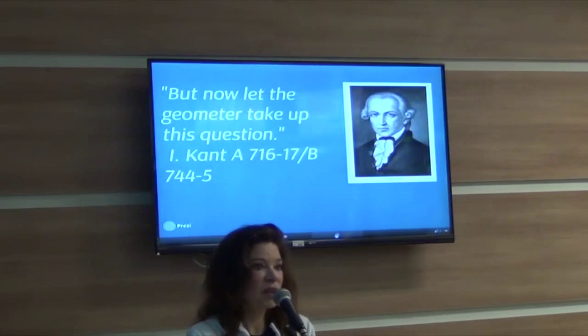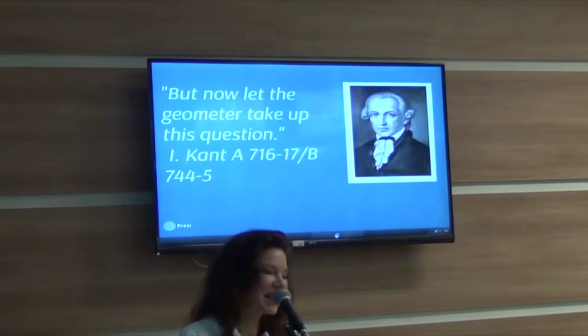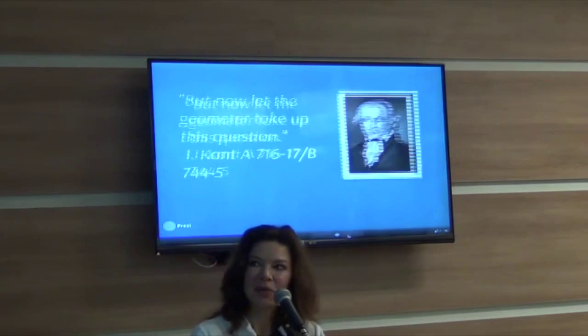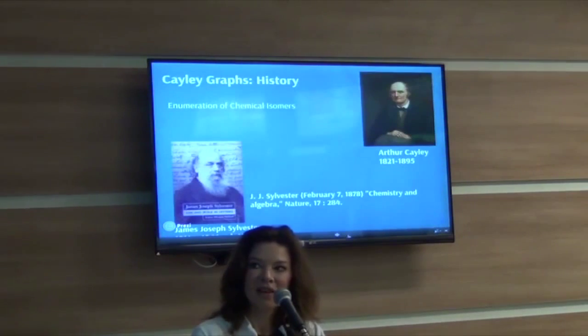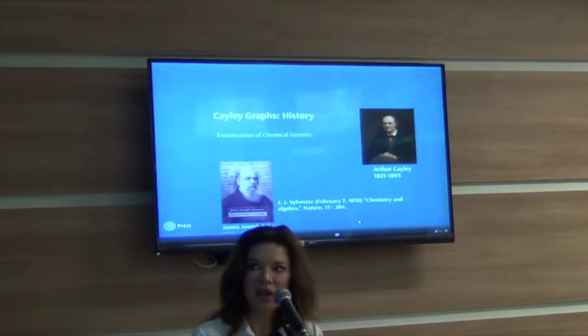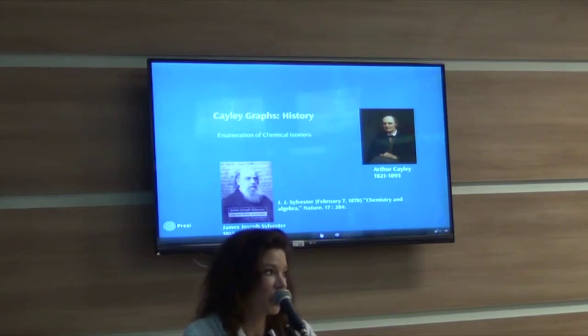So far you see in algebra cognitive representations are manipulations with symbols, and here is a citation from Immanuel Kant. But now let the geometer take up this question. What a geometer would do. First of all, a geometer would use Cayley graphs, which are due to Arthur Cayley and his friend James Sylvester, who used Cayley graphs in connecting algebra to chemistry.